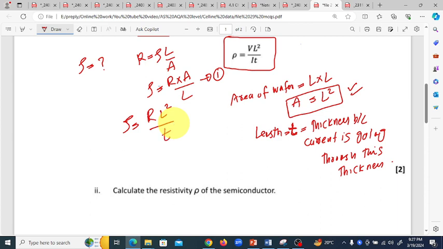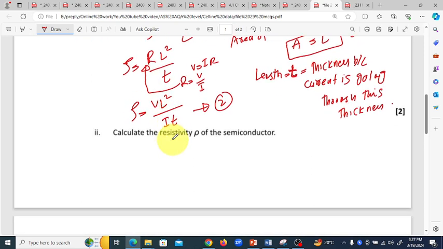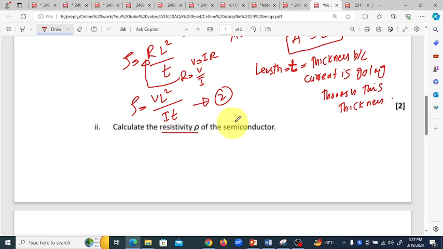Now if we use Ohm's law, V is equal to IR, so R is equal to V over I. We replace R with V over I, so rho is equal to V L square over IT. This is what we needed to prove in part A. In order to find the resistivity rho of the semiconductor, we use this formula, VL square over IT, because we have all the values.